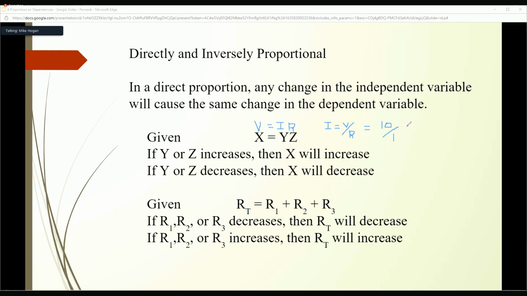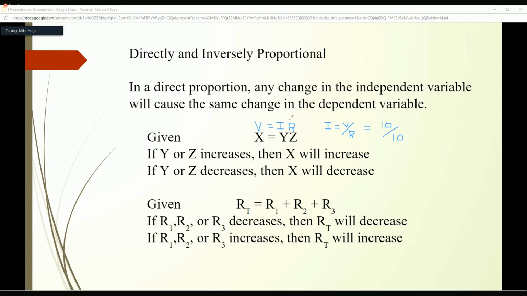Well, if I increase this, instead of 1, let's say I increase that to 10. Now 10 volts divided by 10 ohms, I got 1 amp. So it went from 10 amps to 1 amp. And my point being, those two are inversely proportional.